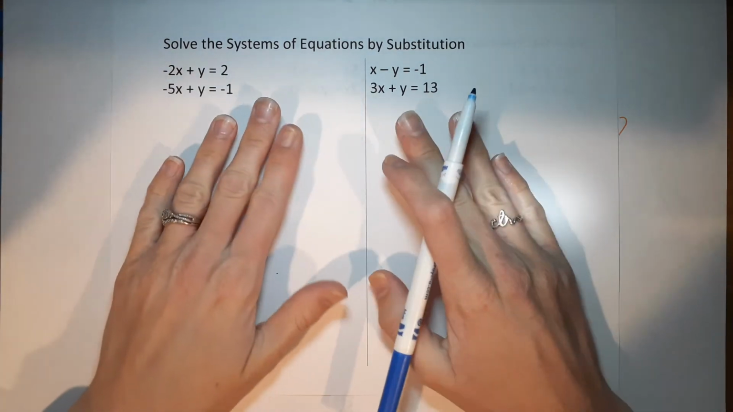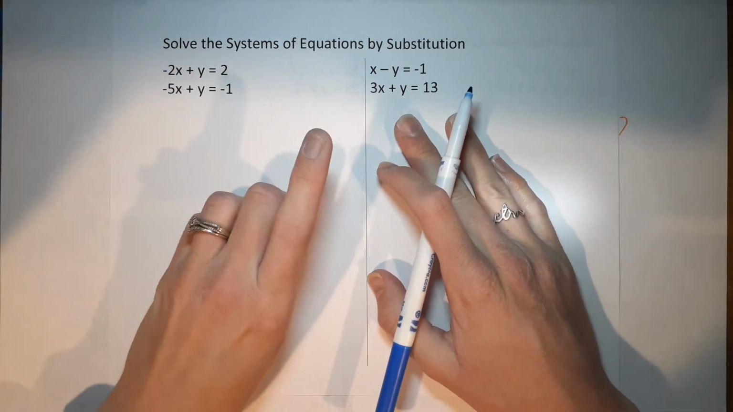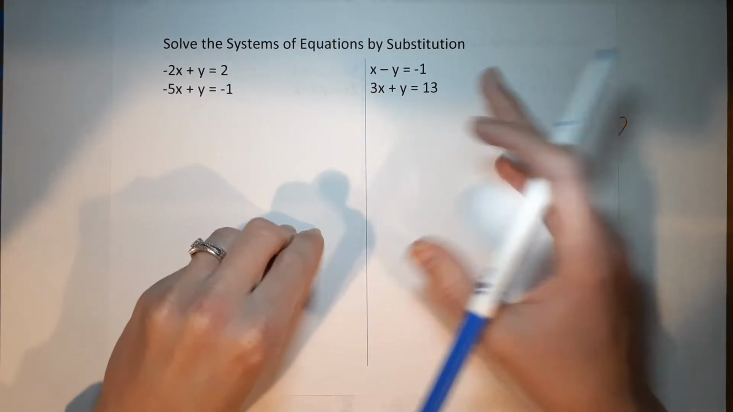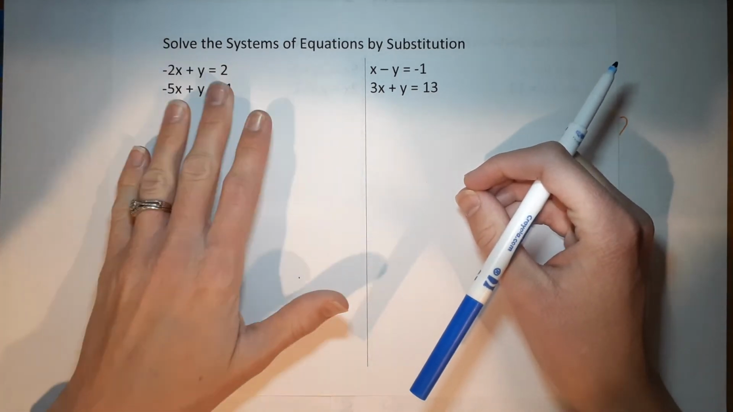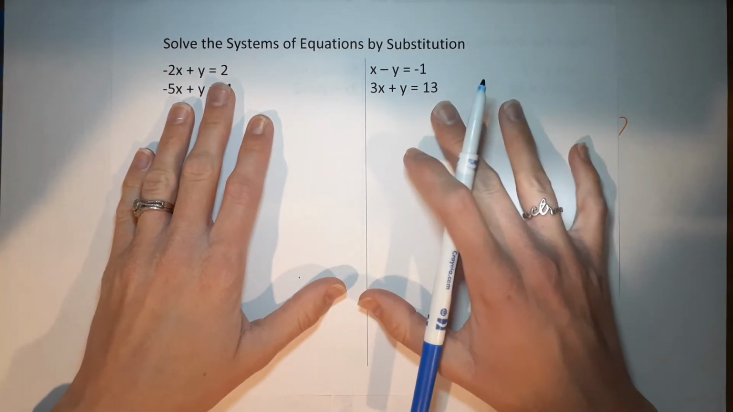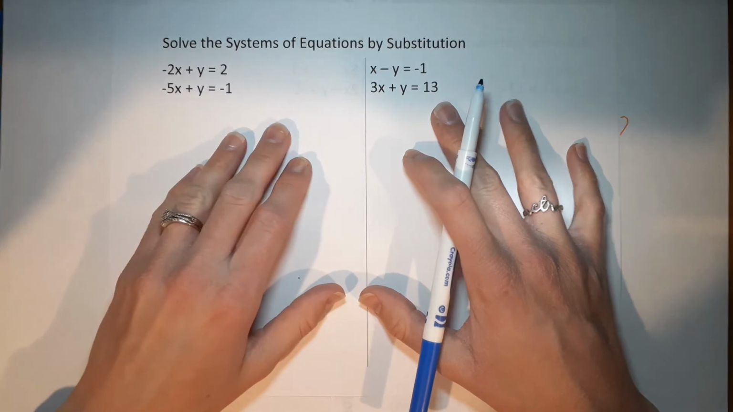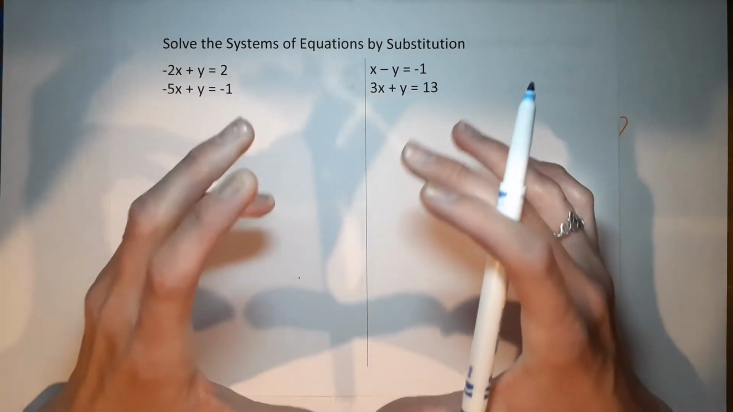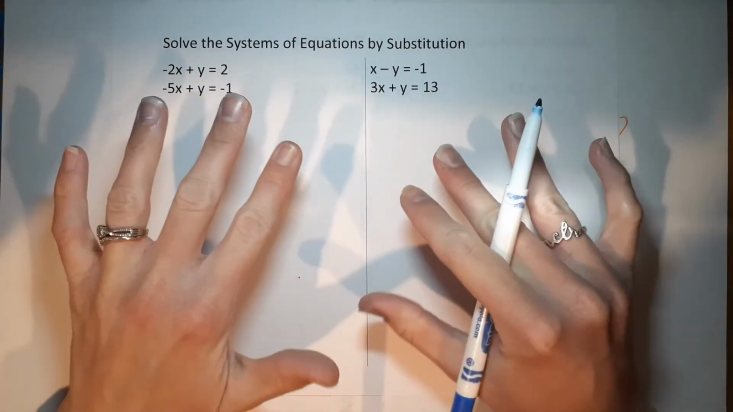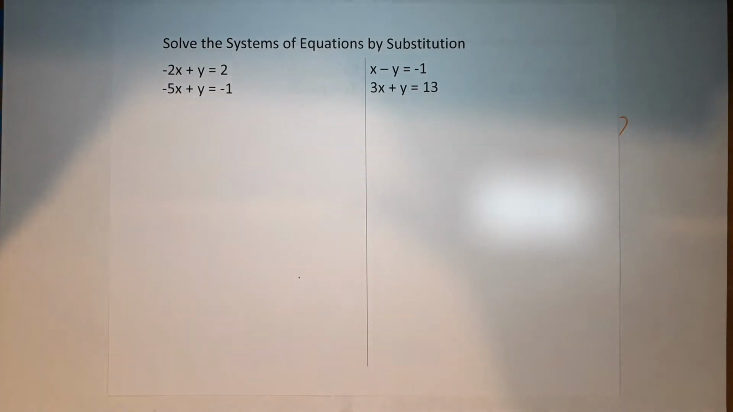Spoiler alert, both of these problems are going to be one solution, but then I'm going to quickly show you what no solution and infinite solutions look like, because you'll probably run into those, but I didn't want to take the time to do a full example. So stick around to make sure you know what those look like. All right, here we go.